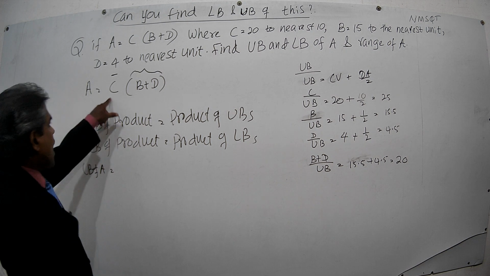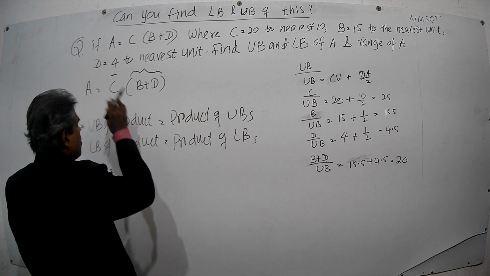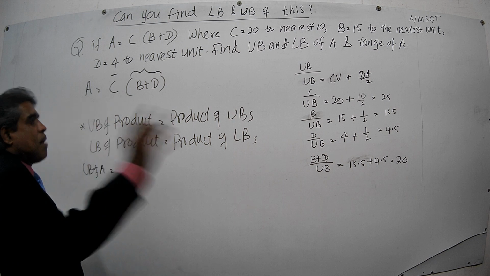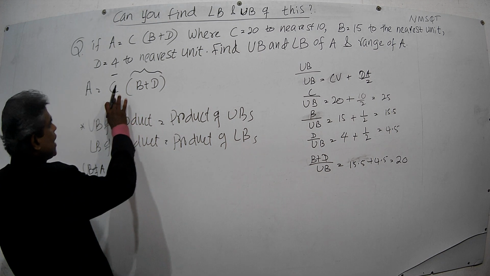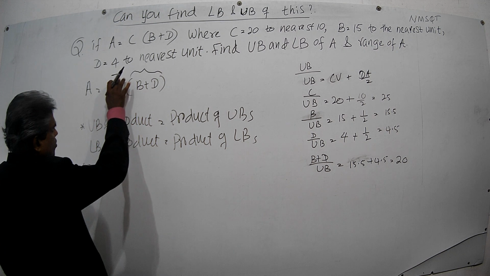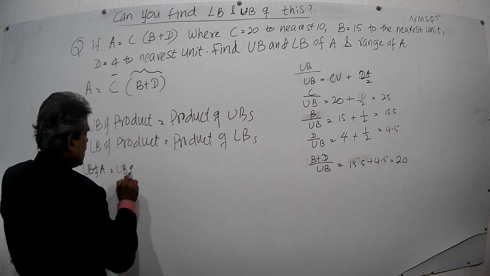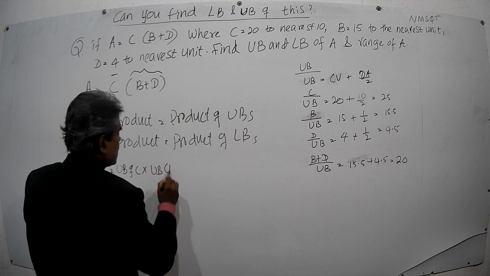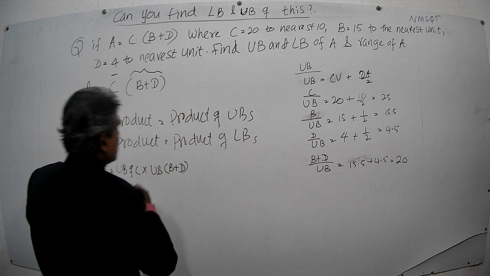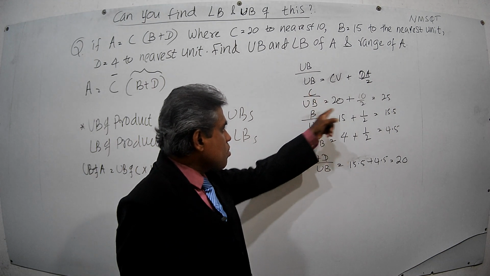Upper bound of A is a product. Upper bound of a product equals the product of the upper bounds of the numbers multiplied. Here, what are the numbers multiplied? This and this. Then you get the upper bound of C into the upper bound of B plus D. Now we know the upper bound of C. What is the upper bound of C? Upper bound 25.